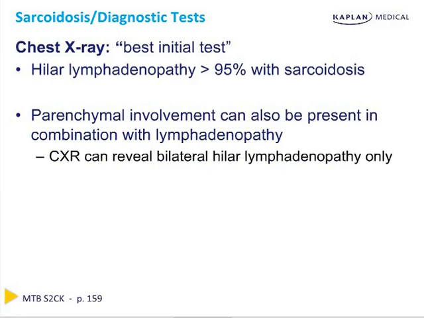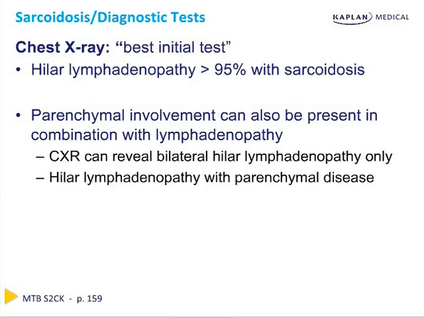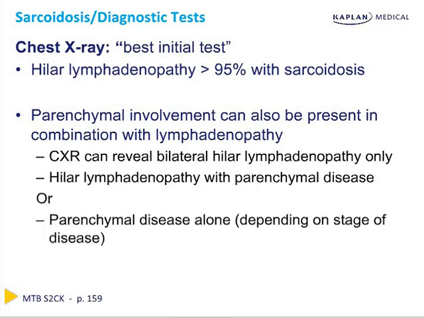Sometimes you'll see only bilateral hilar lymphadenopathy. Other patients will have this lymphadenopathy with evidence of parenchymal disease. Still others may have parenchymal disease alone. Which of these manifestations the patient has simply depends on the stage of disease.